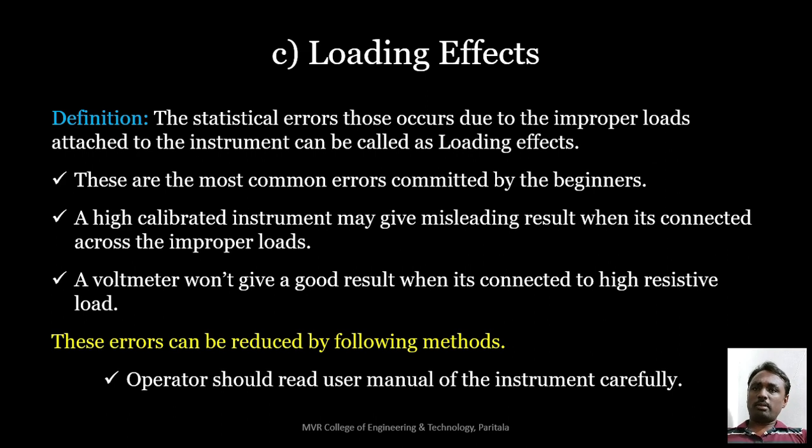Sometimes, taking the example of a voltmeter, we have certain ranges: 0 to 20, 20 to 200, 200 to 600, 600 to 1000. If we give 200 volts to a 0 to 220 range, what will happen? It cannot read. This can be done by beginners.